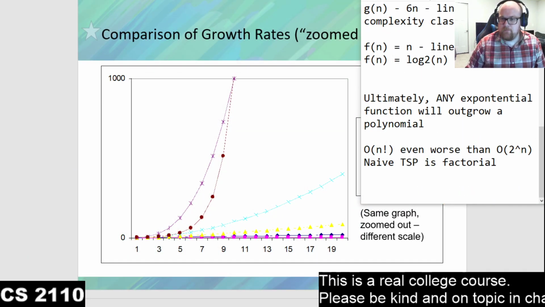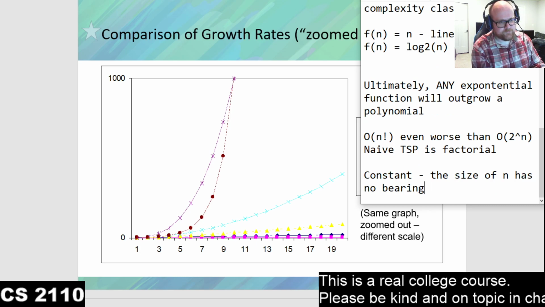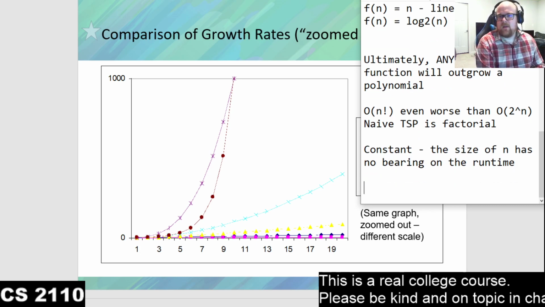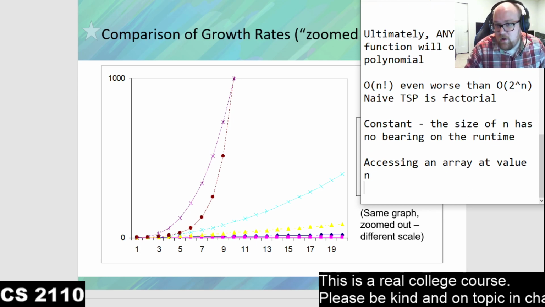Is constant runtime the best? Yes, so constant runtime is the best. We actually haven't talked about constant time, but what this means is that the size of n has no bearing on the runtime. An example of this is accessing an array at value n. The size of n does not affect how long this takes, not in a substantially dramatic way anyways. So the size of n doesn't really matter.